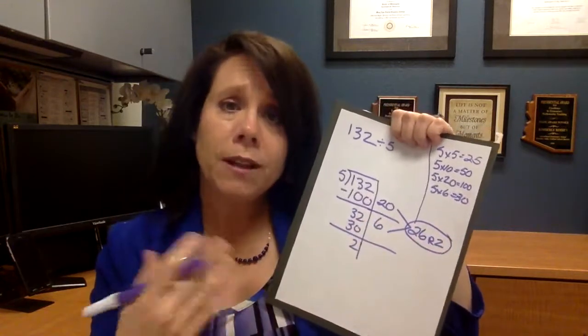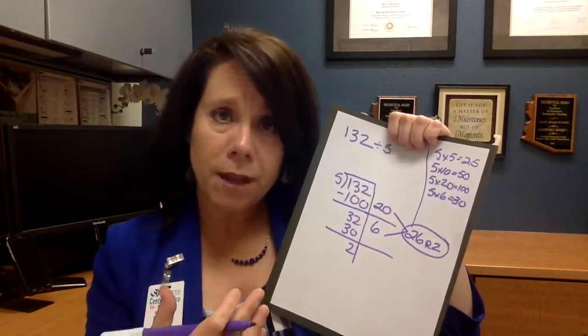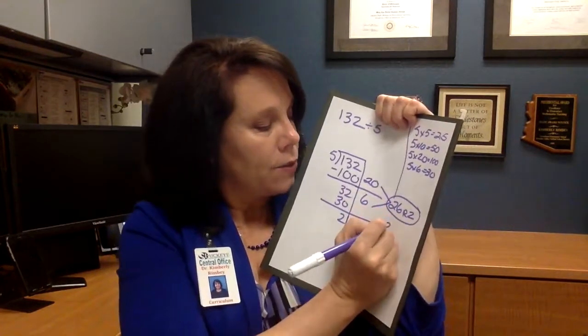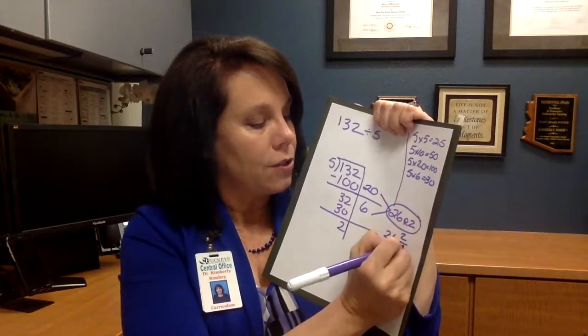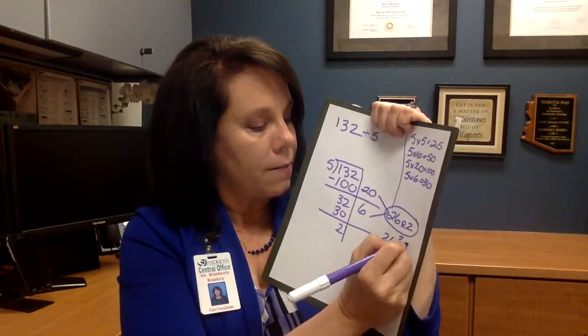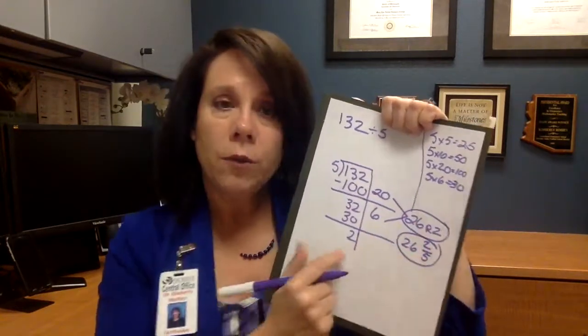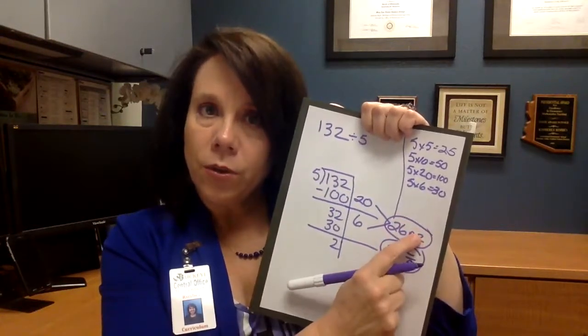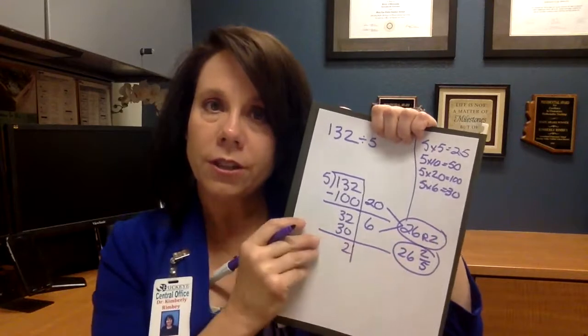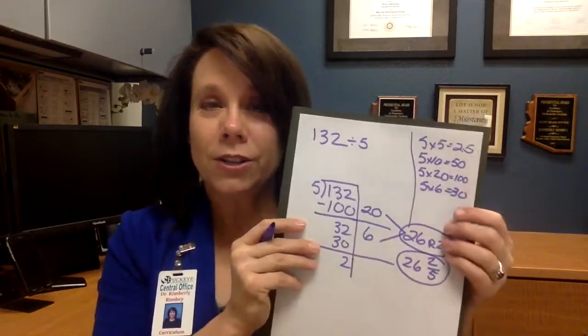Now in 5th grade, you might start introducing this notion that that could have been a fraction. So I could have said it was 26 and 2 out of 5 left. 2 out of 5, 2 divided by 5. So either one of those would be acceptable. This is more 4th grade. 5th grade would also record with a remainder or with a fraction. So that's just one strategy you might use to help your students understand division without using the standard algorithm.